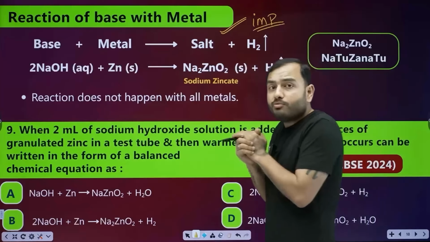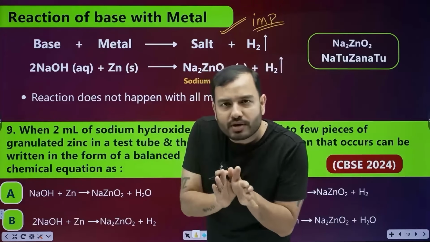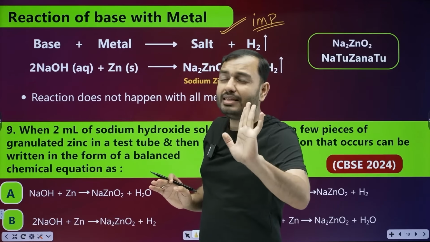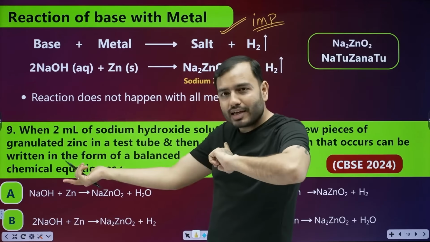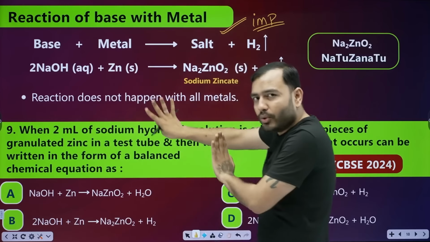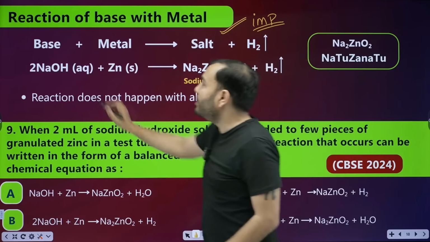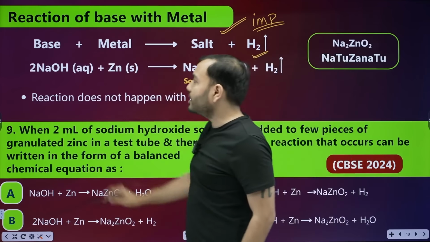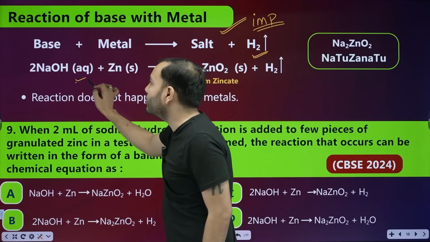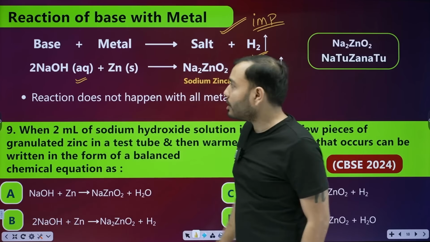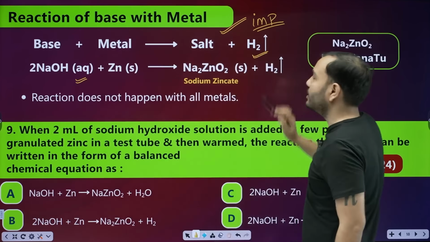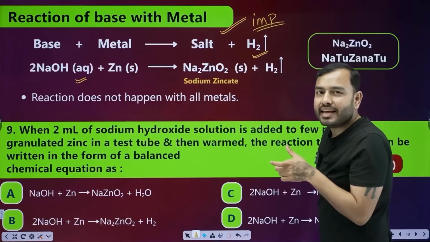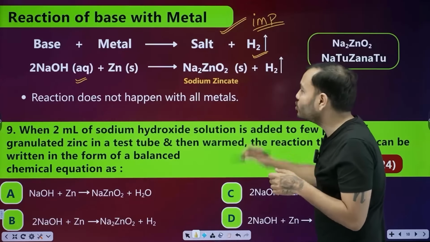What is the reaction of base with metal? If you react base with metal, then also hydrogen gas is released. But there is only one metal in your syllabus, zinc. If we react zinc with sulfuric acid, hydrogen. If we react zinc with NaOH, then also hydrogen. See, base plus metal gives hydrogen gas and salt. So we took the base, NaOH aqueous, and we took zinc. We get hydrogen gas, and here sodium zincate is formed, Na2ZnO2. You must remember this.